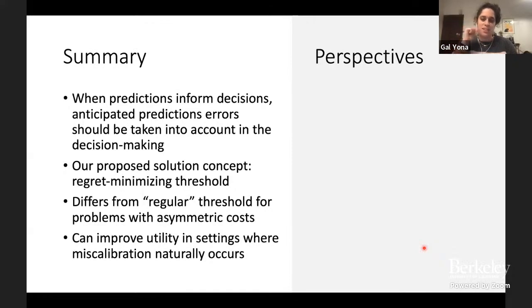Just repeating things that I have already said. Basically, when predictions are used to inform decisions, which I think happens more than we're actually taking into account when we're doing all this machine learning, then if you anticipate errors in the prediction, it's actually the right thing to do in some formal sense. We go with this proposed solution concept of regret minimizing threshold. We show that there are interesting cases where it's not the usual threshold that you would use, and using it can actually improve clinical utility.